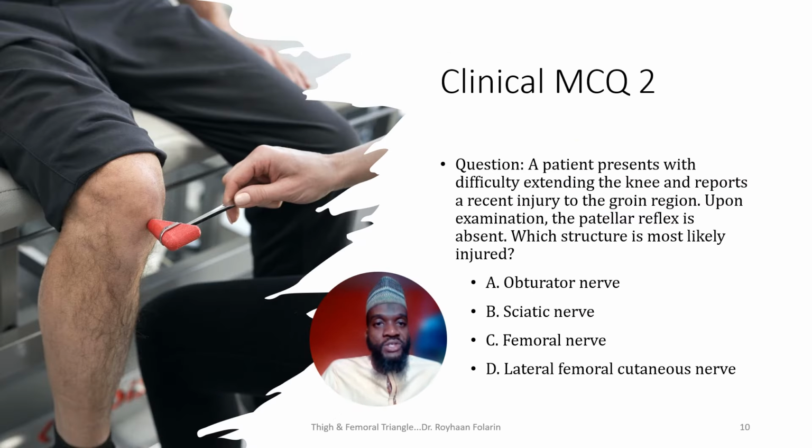So it's the next question time. In this clinical question, a patient presents with difficulty in extending the knee and reports a recent injury to the groin region. Upon attempting the patellar reflex, the reflex was absent in this patient. So the most likely structure that is injured is what? Is it the obturator nerve? Is it the sciatic nerve? Is it the femoral nerve? Or is it the lateral femoral cutaneous nerve? Drop your answer at the right spot, and then we'll have our talk afterwards as usual.